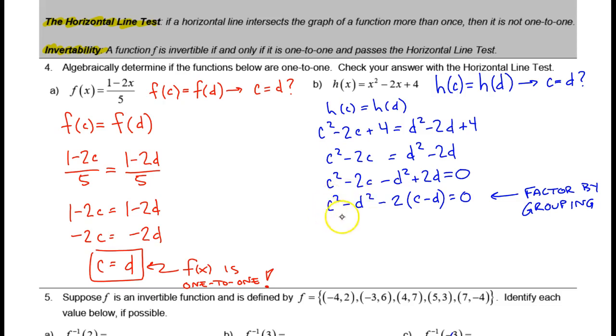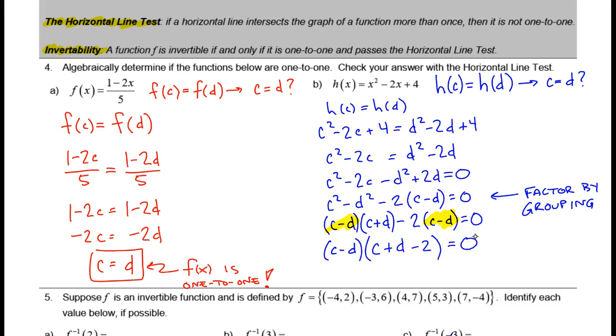So the next thing I'm going to do is I have c squared minus d squared, and that's the difference between two perfect squares. So I'm going to write that as the quantity c minus d times the quantity c plus d, because that's how you factor a difference between two squares. And then I'm going to subtract 2 times quantity c minus d, so that part didn't change. And here's where the magic happens, folks, because we have a GCF here. We have a c minus d show up here and here. So what I'm going to do now is factor out the quantity c minus d. And what we're left with over here will be c plus d minus 2.